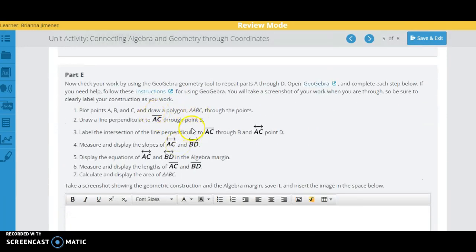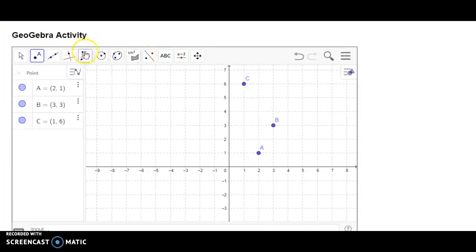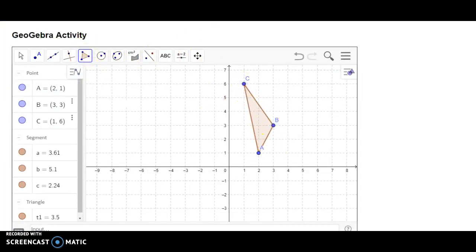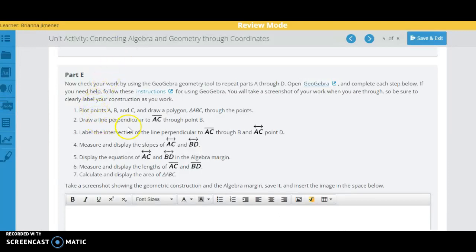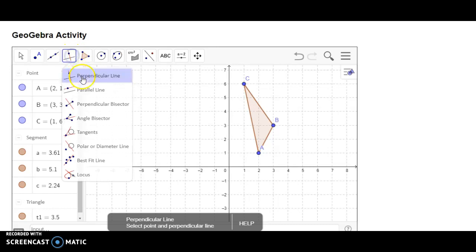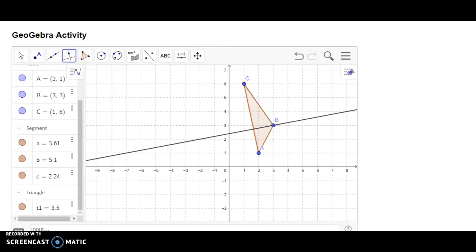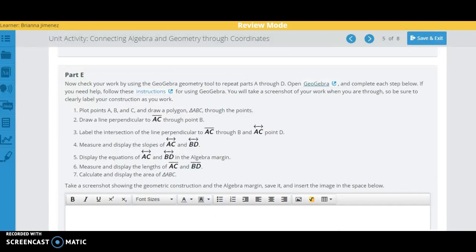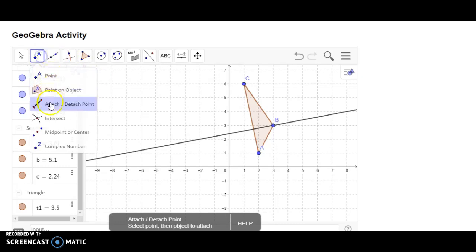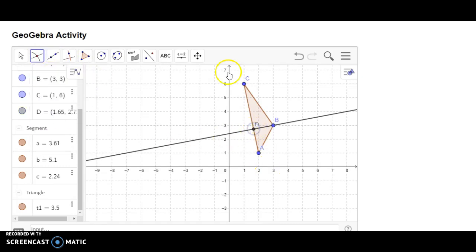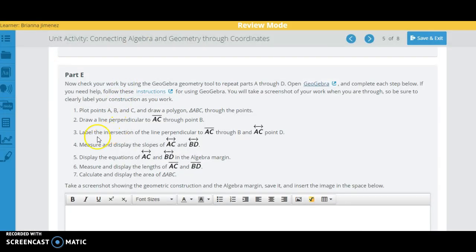Alright, it says draw a polygon. Here, polygon A, B, C. Let's see. Draw a line perpendicular to AC through point B. So perpendicular line, AC and point B. Label the intersection point D. So intersect here, D. Let's see.